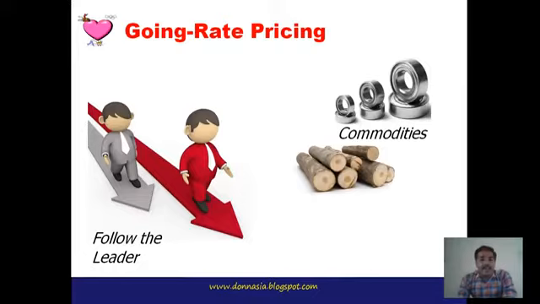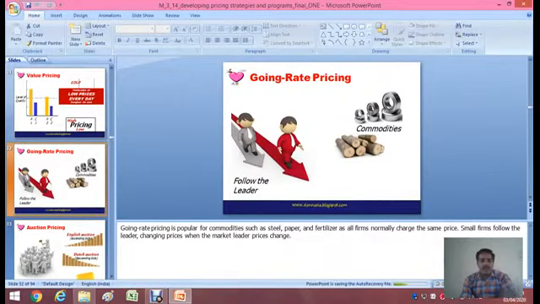Next is going rate pricing. It is about following the leader. It means that whatever price change is made by the leader, accordingly we need to make the changes in our products. Going rate pricing is popular for commodities such as steel, paper and fertilizer, as all firms normally charge the same price.